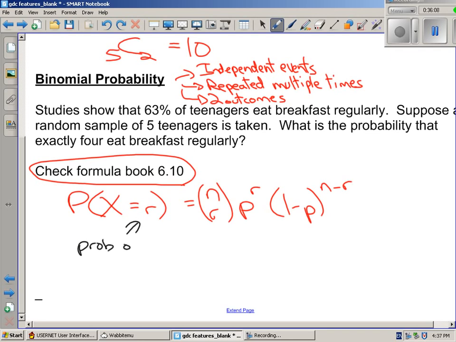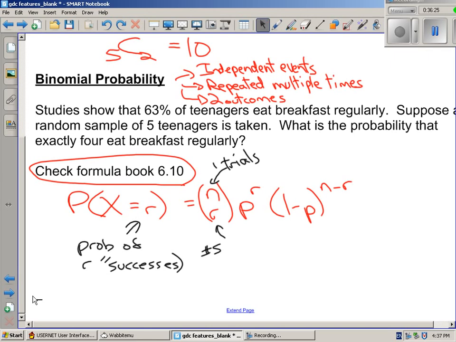When we interpret this, it means the probability of r successes, where there are n trials total, so n is the number of trials, and r is the number of successes, where p is the probability of success. So let's define success as eating breakfast.